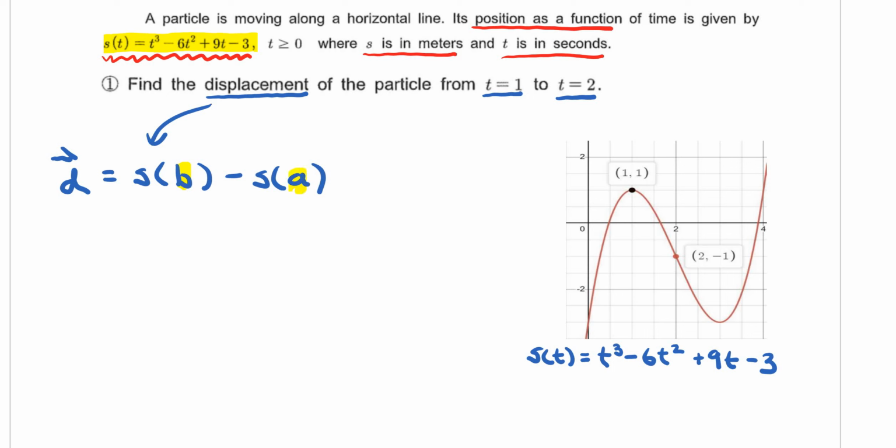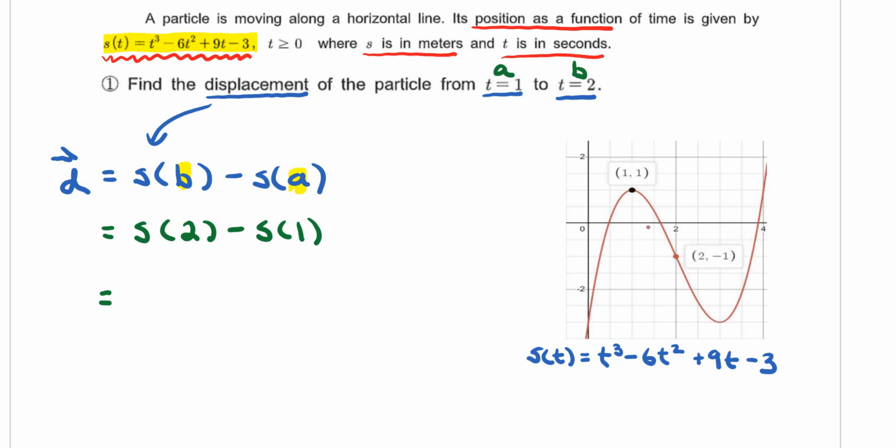If I go back to my problem, the time of 2 seconds is my final time, and the time of 1 second represents my initial time. So now this will be s of 2 minus s of 1. In this video homework guide I have a graph of the position function over here. It's just a polynomial of degree 3, and I can get my values right from this graph.